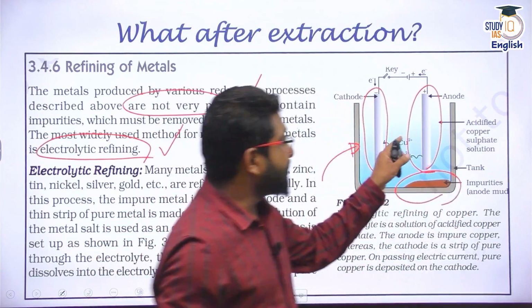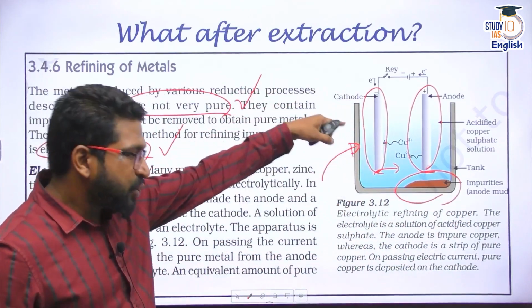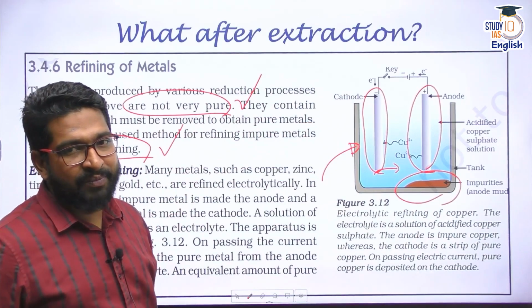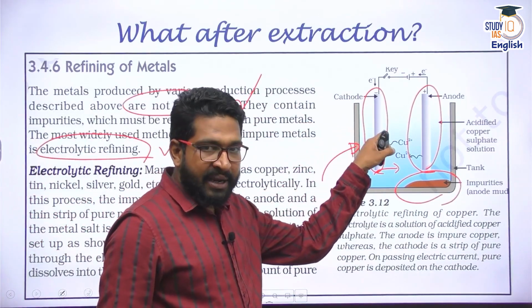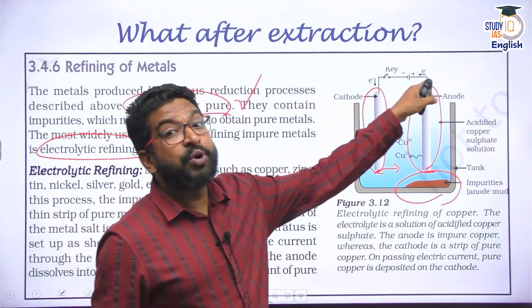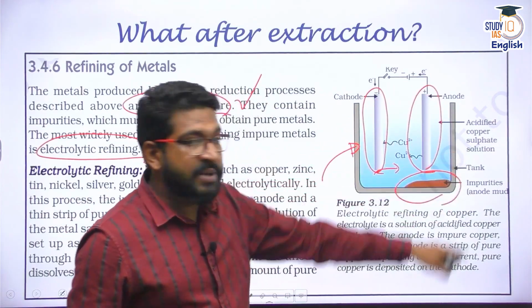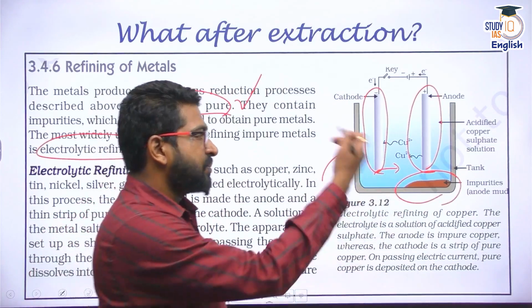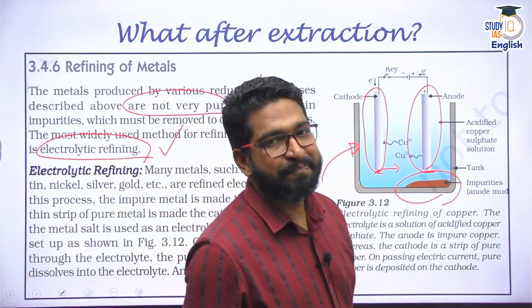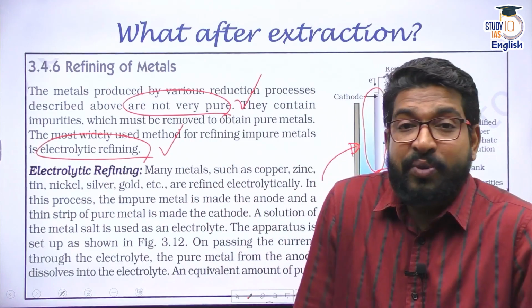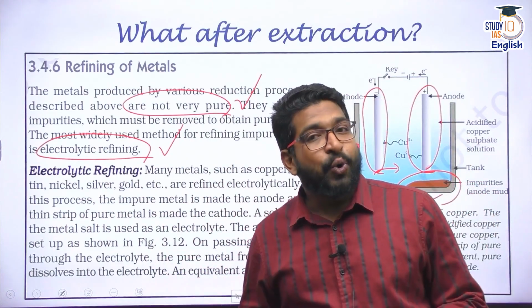This is a classic example of how I purify copper through electrolytic refining. I use pure copper as cathode on this side, impure copper which I obtained from the extraction on this side, and I use acidified copper sulfate solution. So I get pure copper from here. All right. So we understood how we extract metals from the ores.